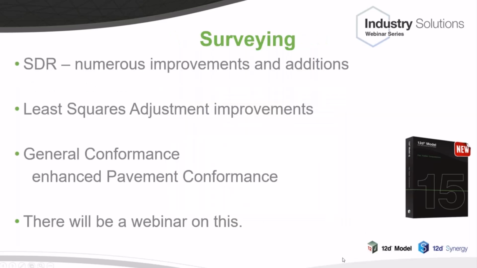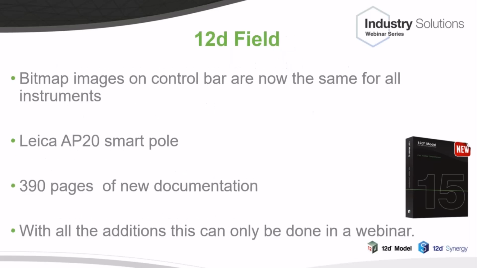Surveying, again, there are going to be numerous things and improvements to things like just a straight SDR, your least squares, general conformance, with an enhanced pavement conformance that now can do cross sections work in it as well. Heaps of those things. And in 12D field, again, a huge number of things which we'll do in a webinar.